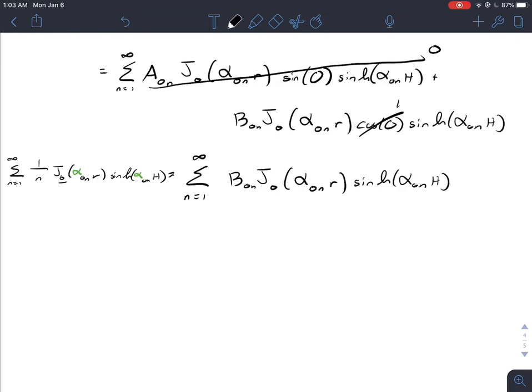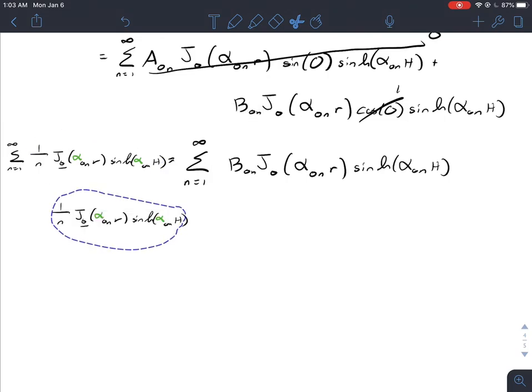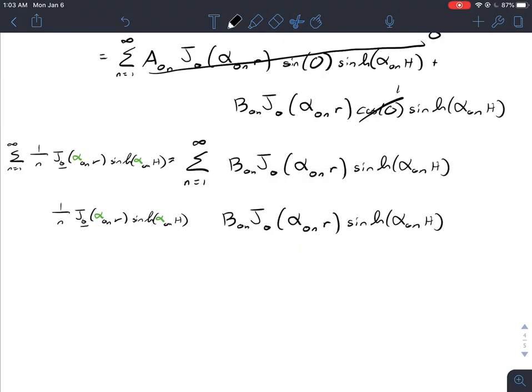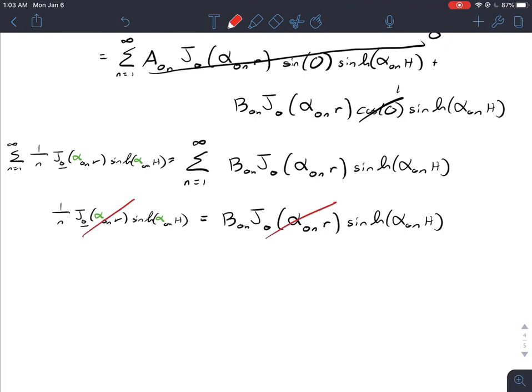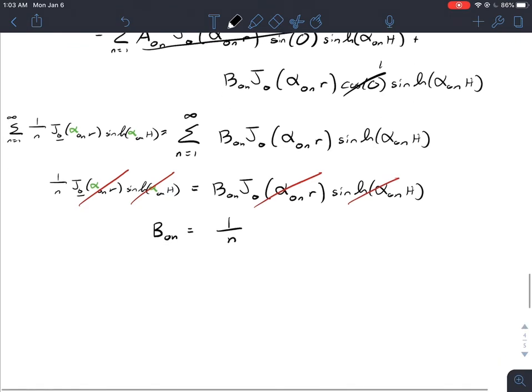So now, notice that the summations are equal to each other. The rule you hopefully know is that if two summations are equal to each other, we can just equate the insides of the two summations. So let's get rid of the summations and look at the insides. Notice that these two J0s are the same, so we can just cross them out. These two sinhs are the same, so we're going to cross them out as well. So what does this tell us? This tells us that b0n is equal to 1 over n.